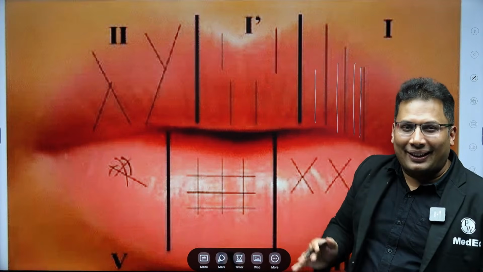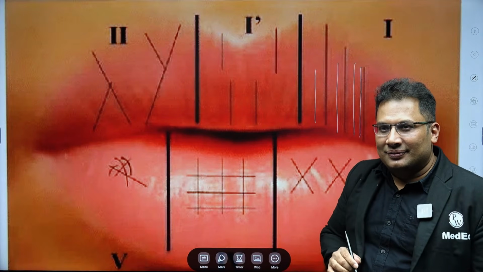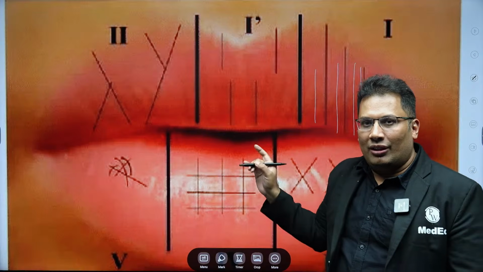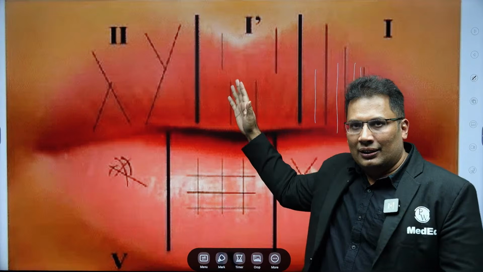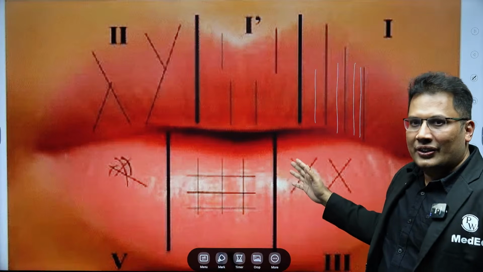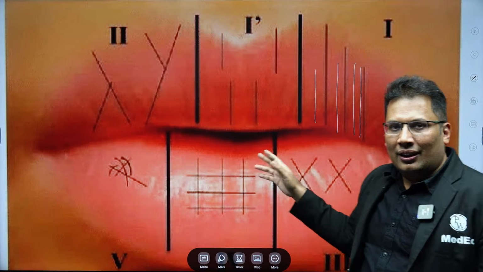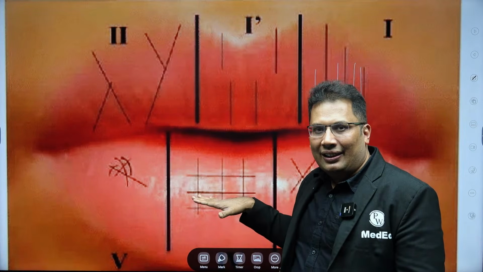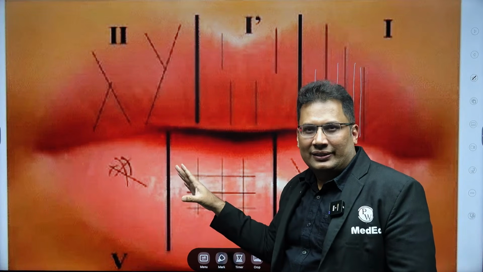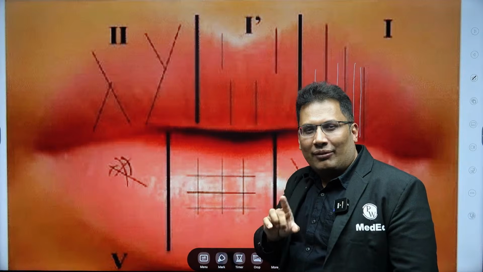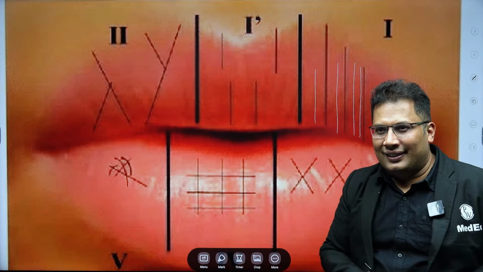So this is lip print, commonly asked. Okay, Manak, this can be a 5 marks question. Try to memorize: linear is type 1, Y-shaped is type 2, X-shaped is type 3, reticular pattern, like a mesh, is type 4, mixed is type 5. Remember, court will not accept this. This is only for investigation purposes.